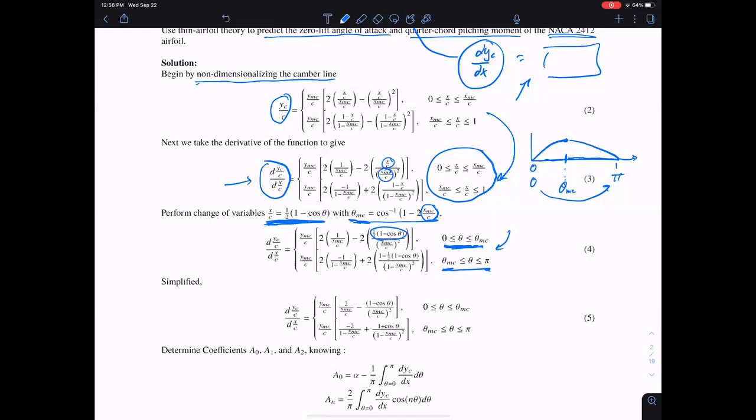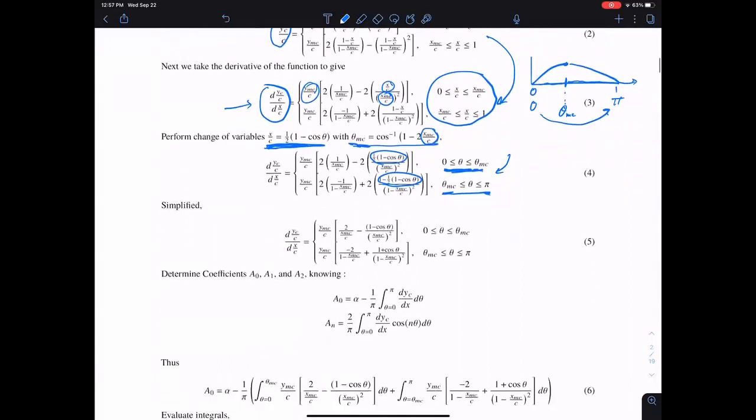And then inside of here, we've swapped out the x over c values. Remember these xmc over c's and ymc's, those are just constants. Those are just numbers, right? That's a 0.2 or a 0.04 or whatever it is, based off of this airfoil. So those variables don't need to be changed. It's just the x over c stuff in here that is going to be swapped out with this change of variables.